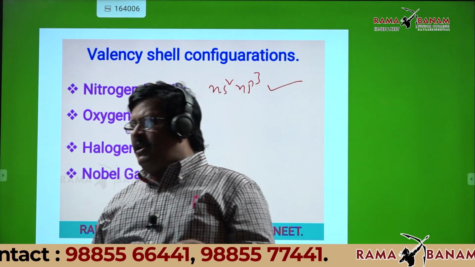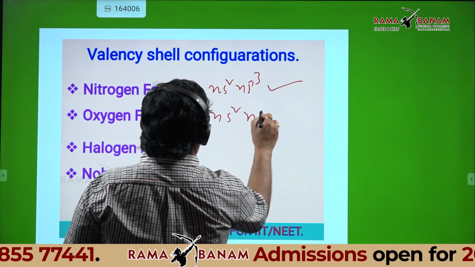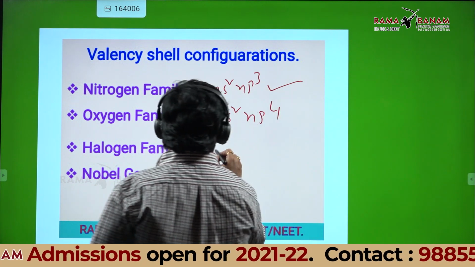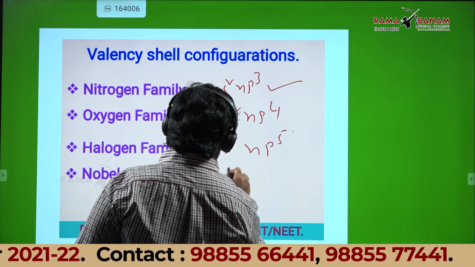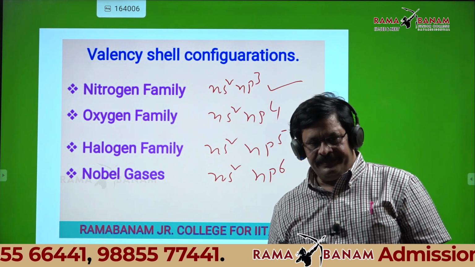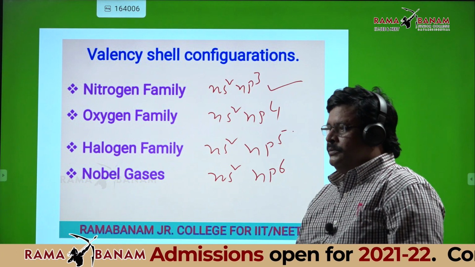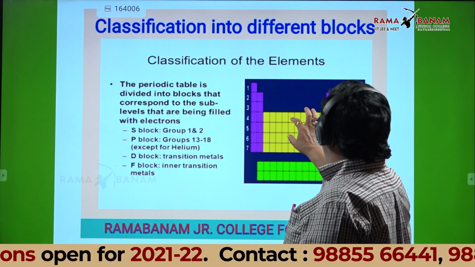Then the oxygen family. ns2 np4. Good. Excellent. Any doubt in these 4, students? No, sir. Okay, very good, yeah.